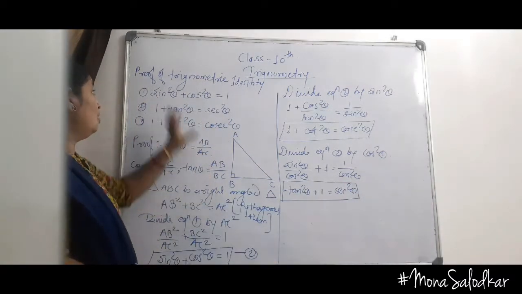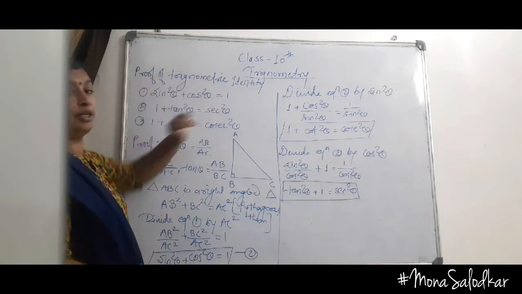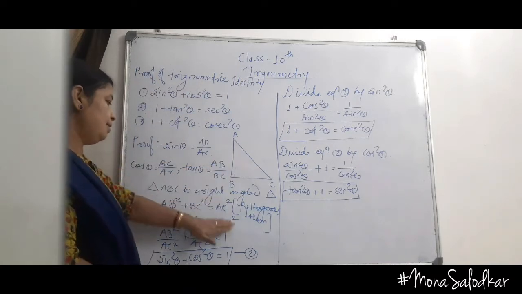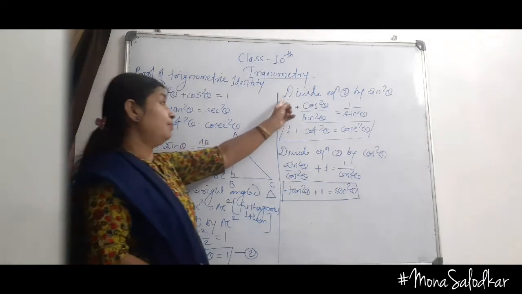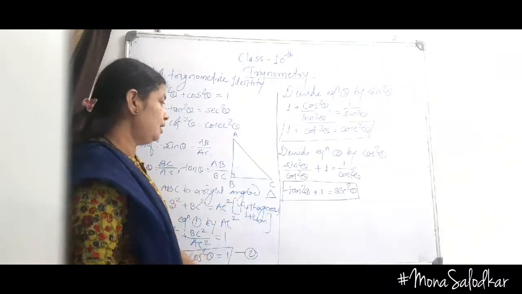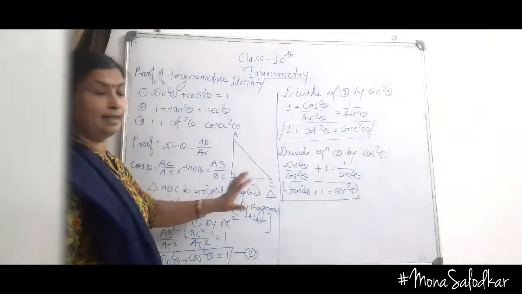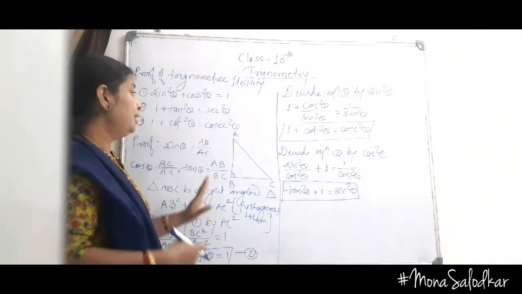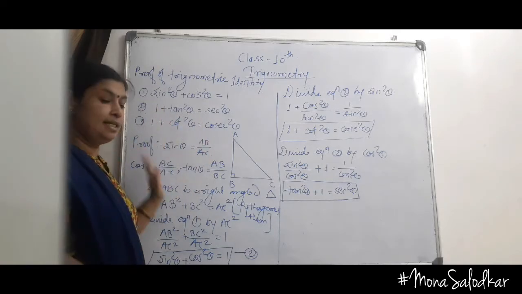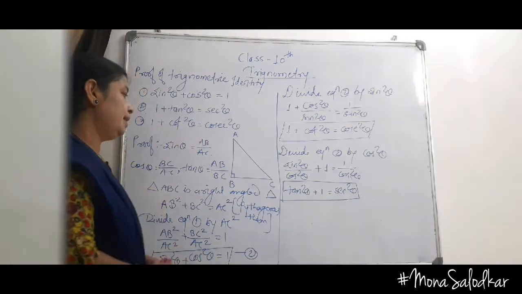In this way you have to find the proof of trigonometric identities. What you have to take? Right angle triangle, then by using Pythagoras, first you have to divide by sin square theta and then divide by cos square theta. You get all these three identities. This proof is very important, students. It is generally asked for how many marks? 3 marks.